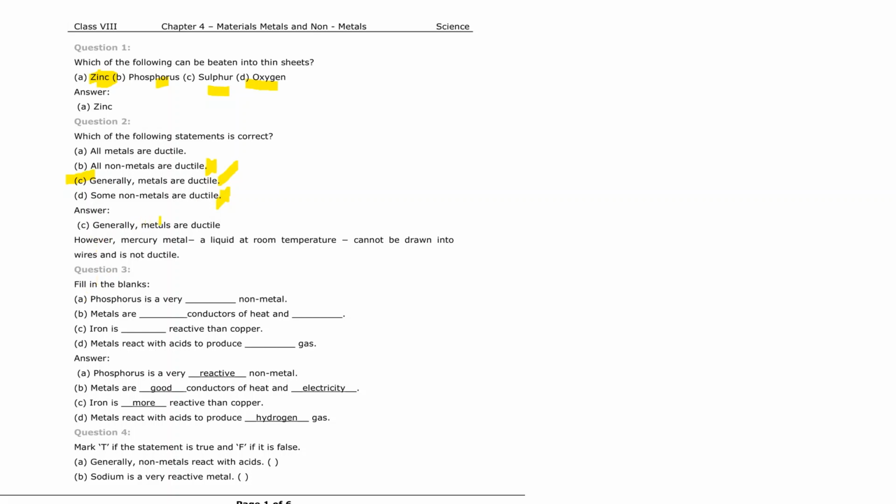There is an exception, the metal mercury, which is a liquid at room temperature, so it cannot be drawn into wire. So keep in mind this is an exception metal. While phosphorus is a very reactive non-metal, that's why we use water to keep it. Metals are good conductors of electricity, while iron is more reactive than copper, as we saw in the earlier experiment of the 5 beakers. And metals react with acid to produce hydrogen gas, which burns with a pop sound.